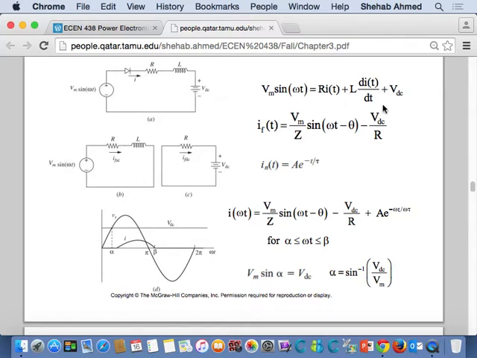So we go through the same logic, same process, right? We do KVL around the loop. So the input voltage source is equal to the voltage drop across the resistance, the inductance, and the DC source. So V maximum sine omega t is equal to Ri of t plus L di by dt plus the DC source, right? Now I want to find what?